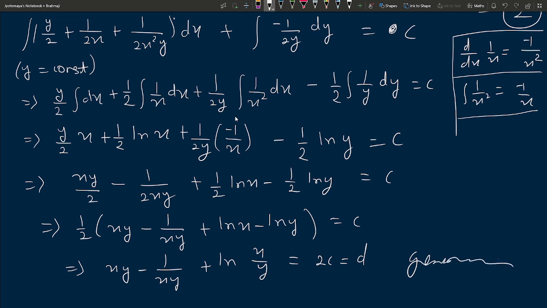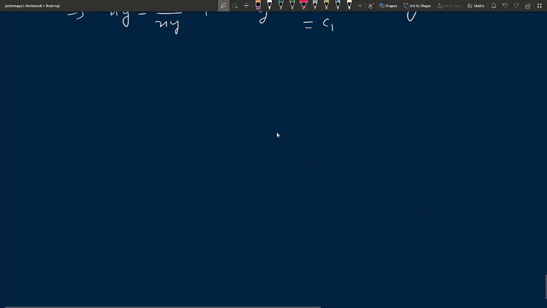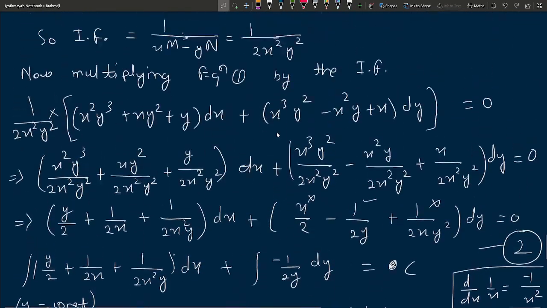Okay, you can write, what does d mean? d means this is your 2 multiplied into c, 2c. Now I will denote it by c1. Okay, c1 is my new constant. So in integration we usually do this: whenever you find a constant multiplied with some 2, 3, 4, 5, or root over or square, you write it as c1, c2, c3. This is for simplicity. So I think this is clear now.